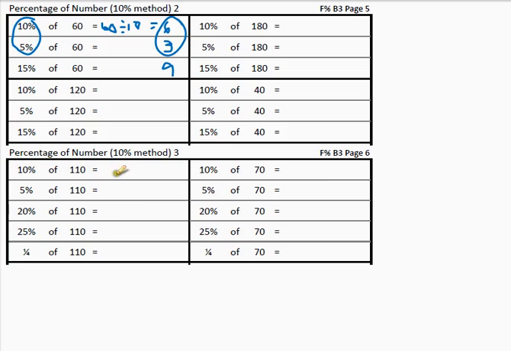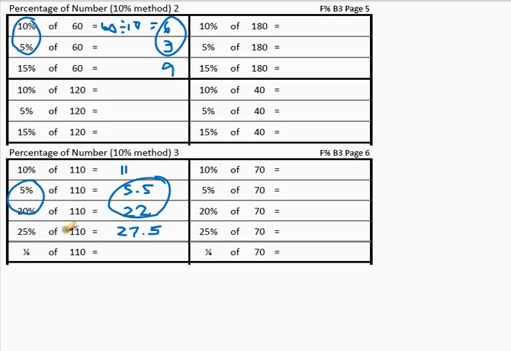Now let me just do this one with you. 10% of 110 is 11. 5% is half of 10, so half of 11, which is 5.5. 20% is double 10%, so we need double 11, which is 22. 25% is 5 plus 20, which is these two added up, which is 27.5.